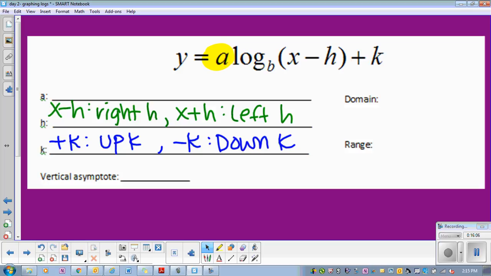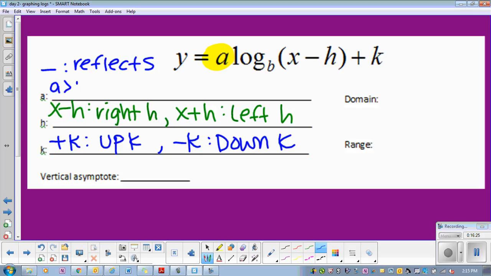So now let's look at A. So remember, A has 3 different jobs, right? You have a negative in there. Good. The negative tells me that it reflects. But what if your A number is greater than 1? Stretch, because it's bigger. Stretch. And if it's between 0 and 1, then it compresses. Yep.